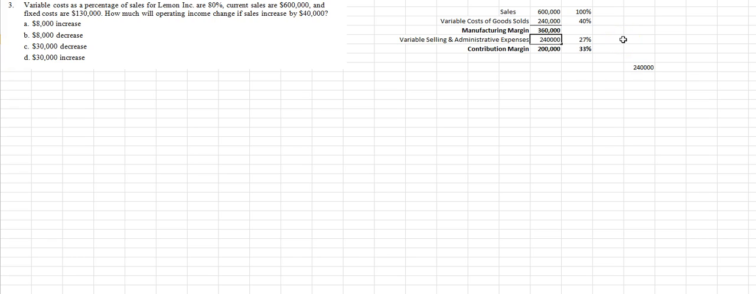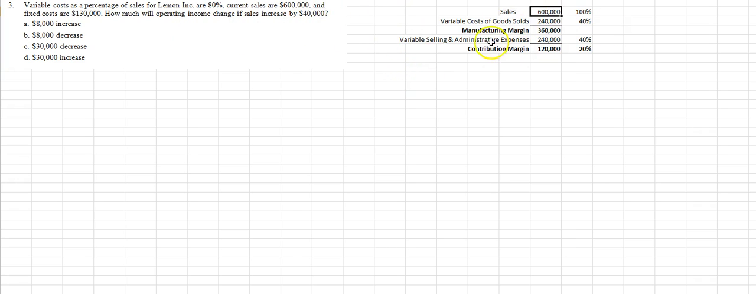You don't have to do all this. I'm just putting the numbers so that you can visualize it. Okay. It says variable cost as a percent of sales is 80%. See, so we have 80% here, and it says current sales is 600,000. And fixed costs are 130,000. I'm not even sure we need this fixed cost. How much will operating income change if sales increase by 40,000? Okay, so we don't need none of this stuff.